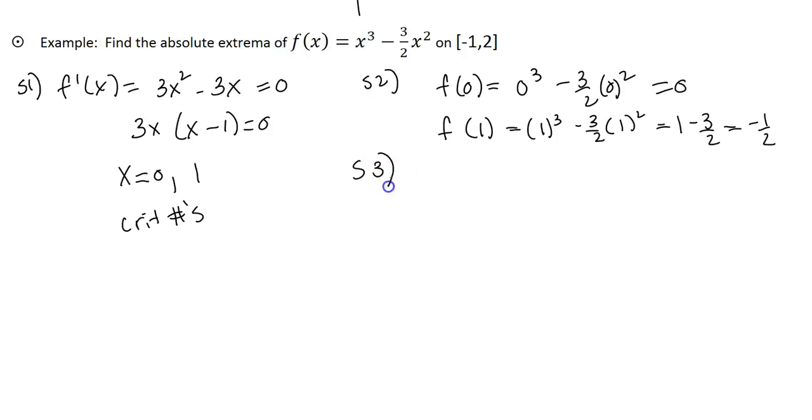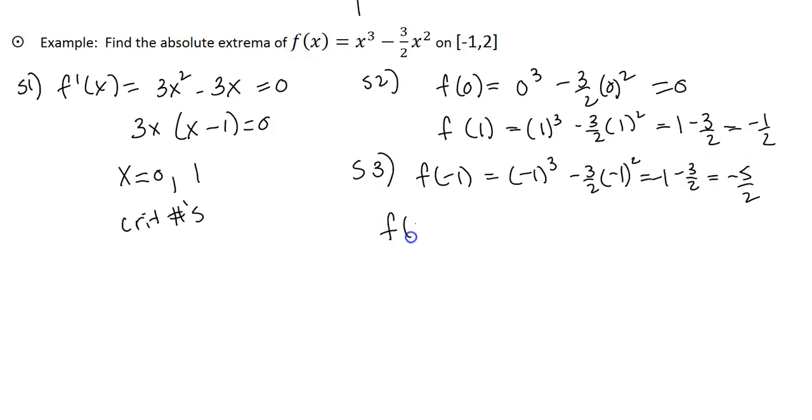And then step 3, we're going to plug in the endpoints. So f of negative 1 would be negative 1 cubed minus 3 halves times negative 1 squared, so that's negative 1 minus 3 halves, or negative 5 halves. And then f of 2 would be 2 cubed minus 3 halves times 2 squared, so that's going to end up being 8 minus 6, or 2.